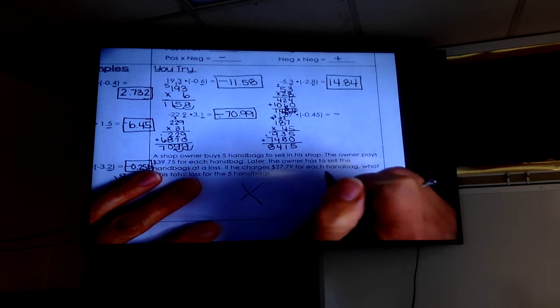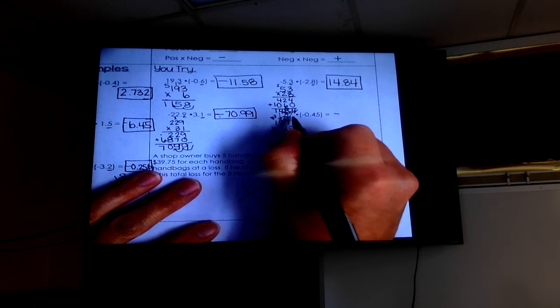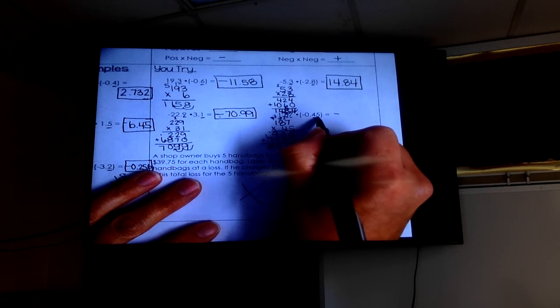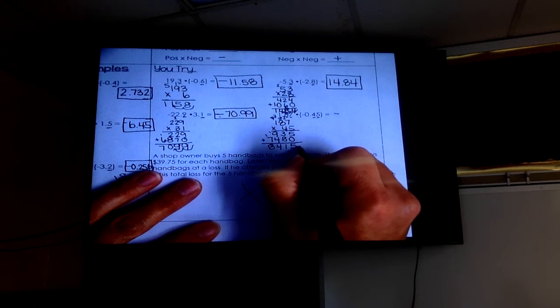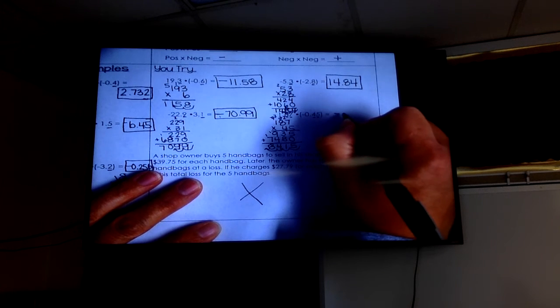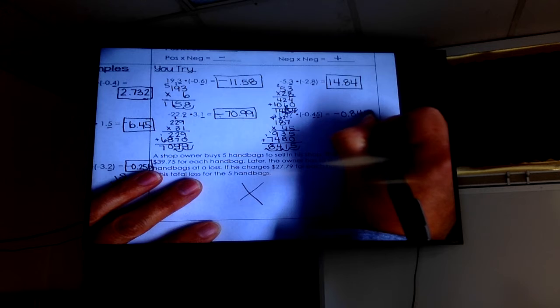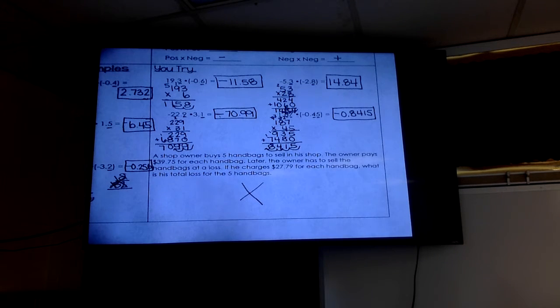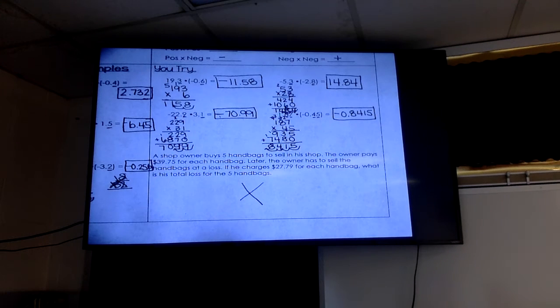I'm going to count how many numbers are behind the decimal point. So there's 1, 2, 4 numbers behind the decimal point, so I need to move my decimal point 4 places to the left. So my answer is negative 0.8415. If I read that correctly, it would be negative 8,415 10,000ths.